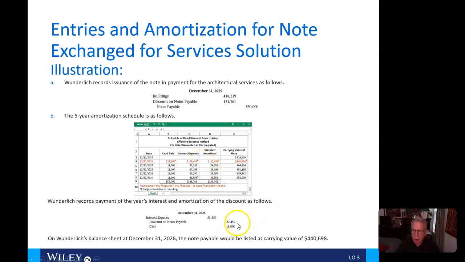Okay, so that would mean that we're going to record the first, or the December interest expense at $33,459 as a debit. We'll credit the discount on notes payable here at $22,459, and we'll credit cash for $11,000. So on Wunderlich's balance sheet, the note payable would be listed at its carrying value, shown in red here, at $440,698.